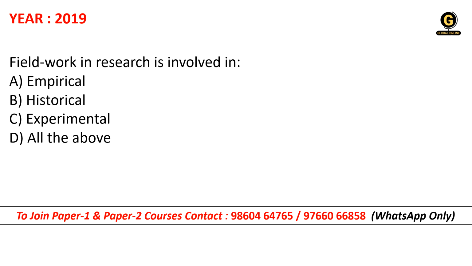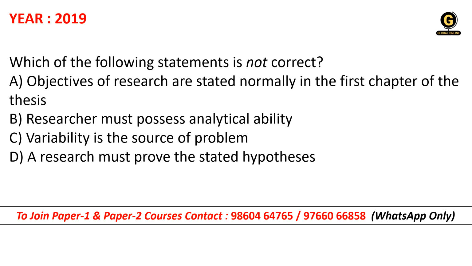Field work in research is involved in empirical, historical, experimental, or all of the above. It is empirical. It is an easy question, right? Empirical means what? It is based on the real data, which is observed, which is experienced. And field work involves direct observation, data collection, experience-based evidences. So that is why it is connected with the empirical process.